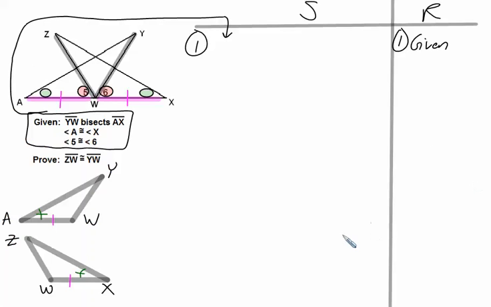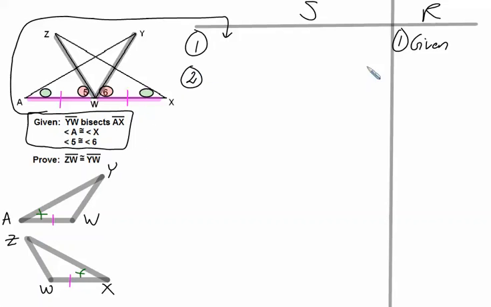What we are going to do is label the picture. We've labeled the picture with our givens, and sometimes it helps to draw the triangles out separately. So we're going to look at triangle AWY and triangle ZWX. Now when we look at those triangles, we already have 2 pieces of information that match up between them. We've got these green angles in the lower corners, and we've got the fact that AW is congruent to WX.